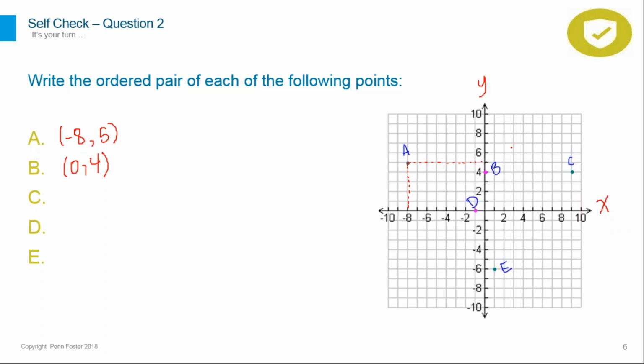For C, meet the x-axis at 9, so that will give you the 9, and then you have to go horizontally to meet the y-axis at 4. For D, it's right on the x-axis, so we know there is a value for x but none for the y, so it is -1 and 0. And then point E, finally, would be 1 and -6.